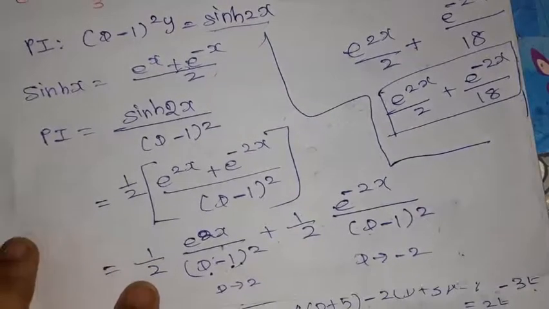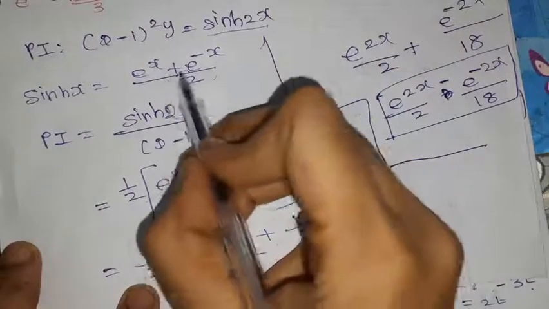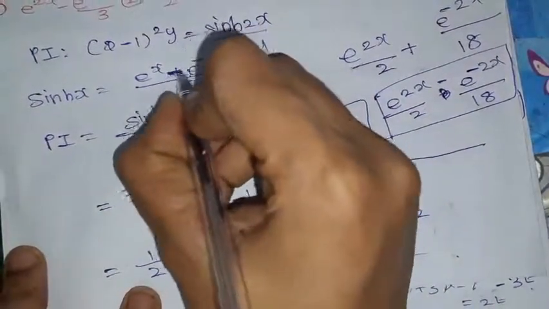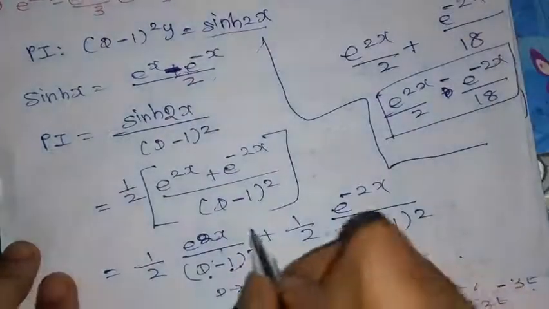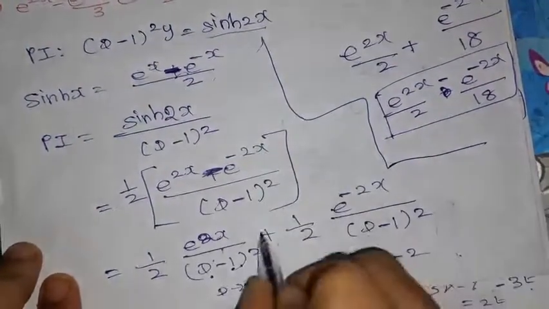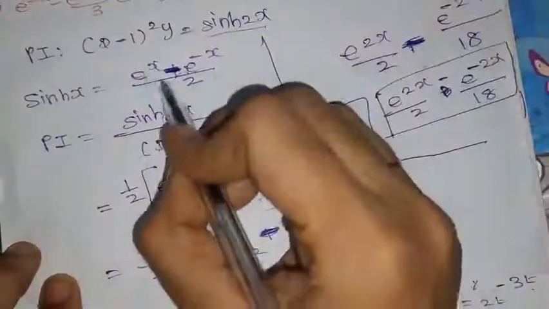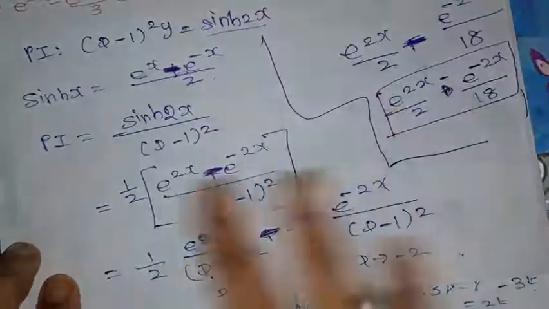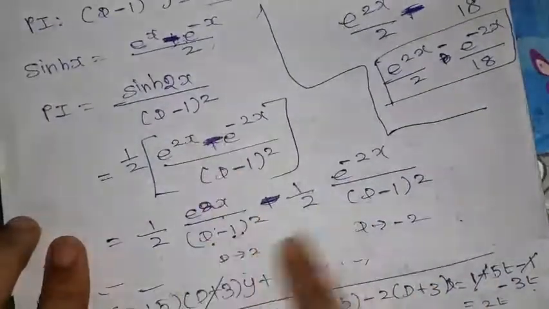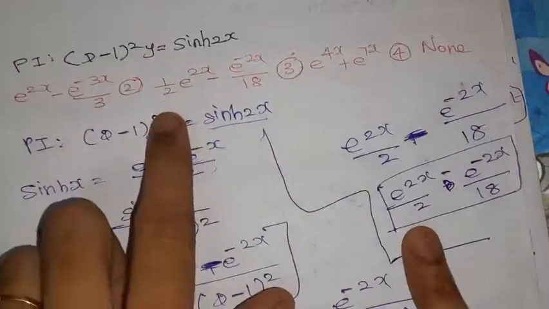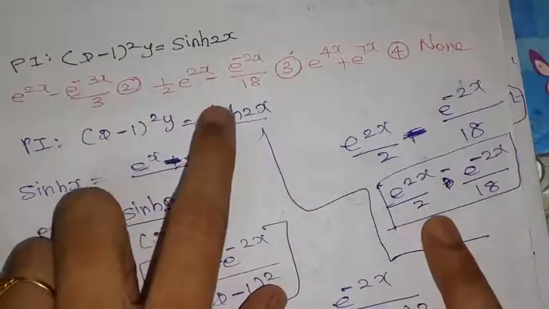Here this is a minus sign, sorry: for sinh x it is e power x minus e power minus x divided by 2, so the second term also carries a minus sign. So what is the answer? Half of (e power 2x by 2 minus e power minus 2x by 18). Option 2 is the right option.